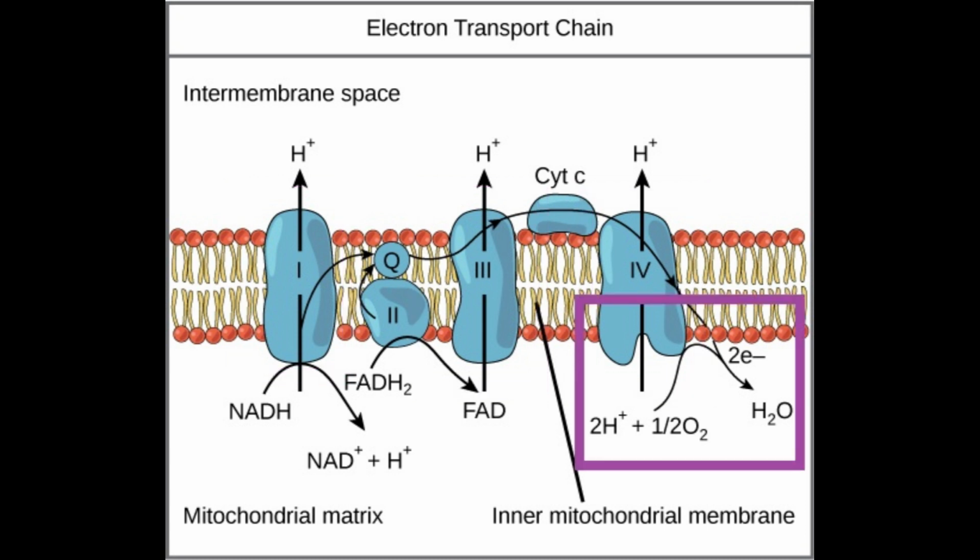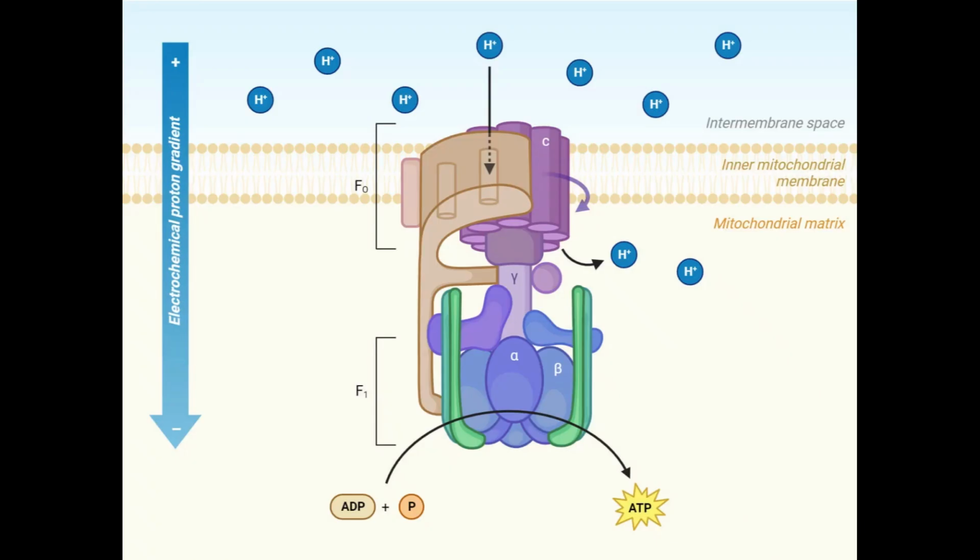At the end of the electron transport chain, the electrons go to an oxygen molecule, producing water. The flow of protons from a high concentration to a low one drives the ATP synthase enzyme complex, regenerating ATP, the energy currency of the cell, from ADP and orthophosphate.